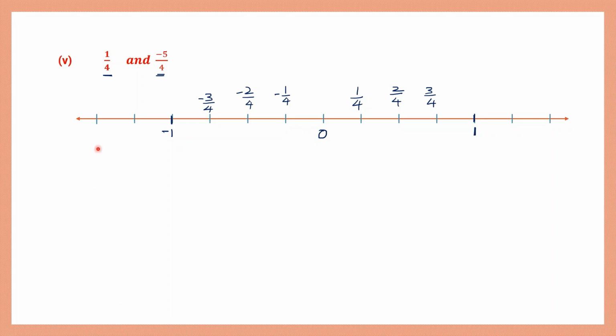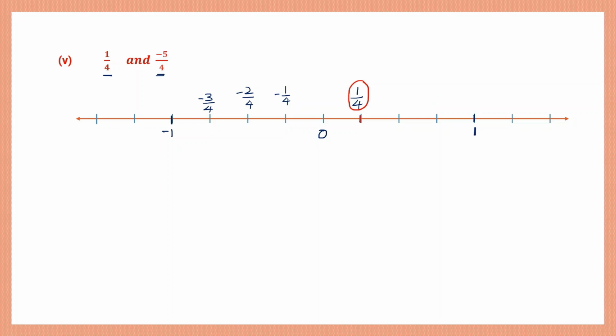Now let's look at the first one. What are we asked to mark? We are asked to mark 1 by 4. So 1 by 4 is here. Let's mark that and remove all the other rational numbers. So 1 by 4 is this, and let's mark it here. Now we're going to erase the other rational numbers. We don't need the other rational numbers. That is just for our information.